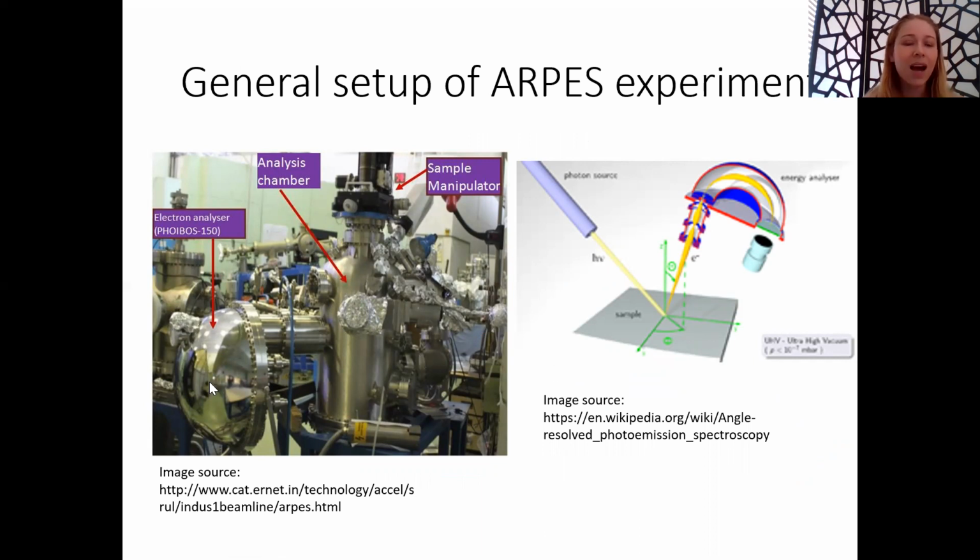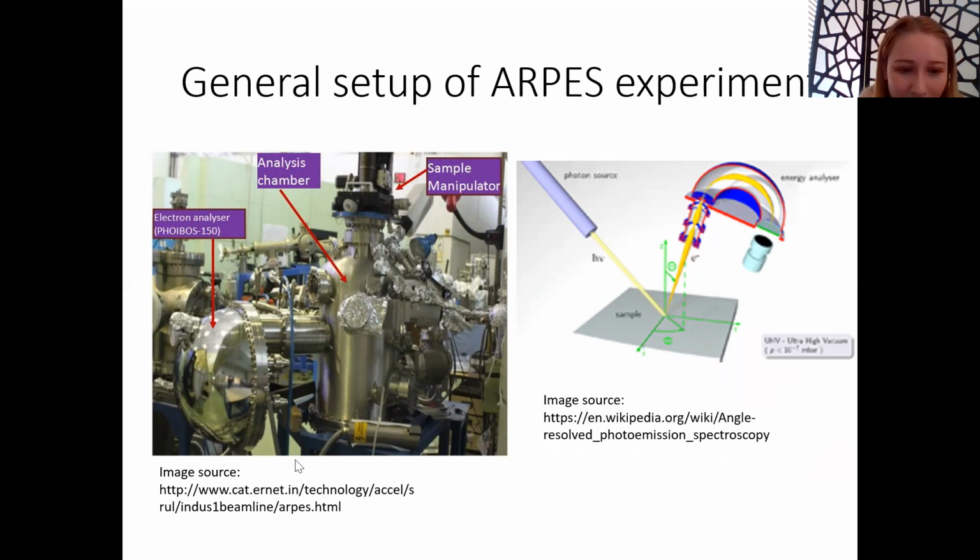But in any case, the elements of an ARPES experiment are: you have some electron analyzer, you have some analysis chamber. That's where the sample sits to get its electrons photoemitted. And you have some sample manipulator, which is the thing that the sample sits on. This allows it to move into the measurement position and also allows it to be rotated. And what else? You have a light source, which is very important.